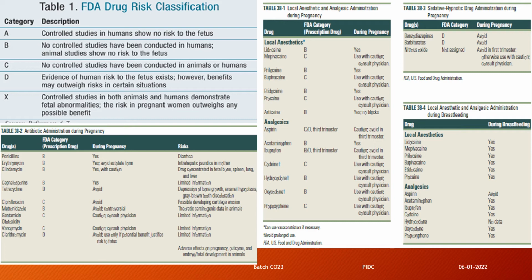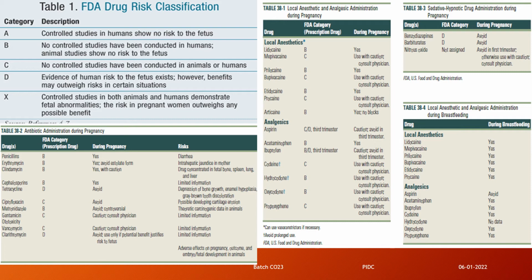all. Out of these, lidocaine, prilocaine, etidocaine, and articaine are safer as compared to mepivacaine and the long-acting anesthetic agents. Under analgesics, aspirin is totally avoided, mainly during the third trimester, and the safest ones are acetaminophen, hydrocodone, and oxycodone.